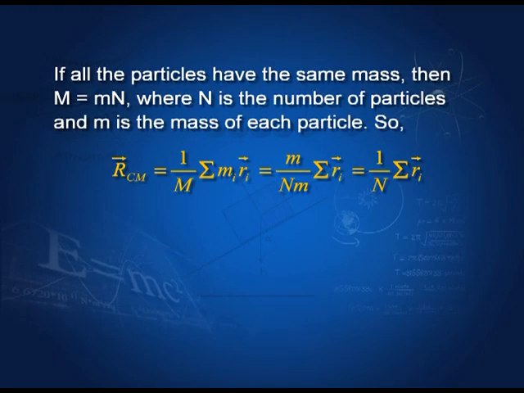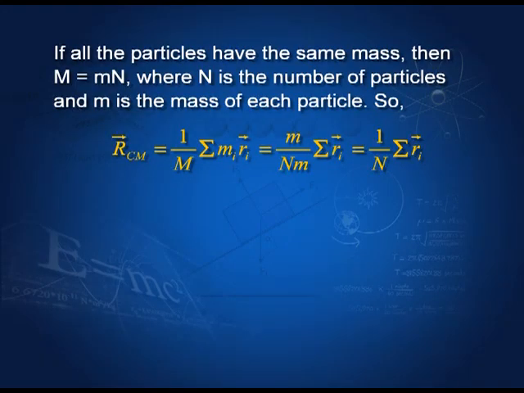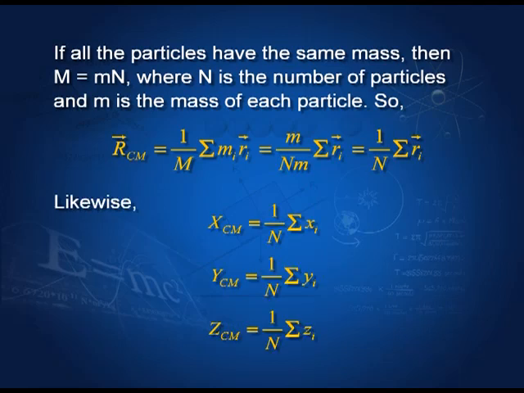If all the particles have the same mass and the total number of particles is n, then capital M is equal to small m times n. Small m is the mass of each particle. We replace this in our equations for the position vector of the center of mass, and we get that the position vector can now be written as 1 by n times sigma ri. Likewise, the x coordinate can be written as 1 by n sigma xi, the y coordinate 1 by n sigma yi, and the z coordinate as 1 by n sigma zi.